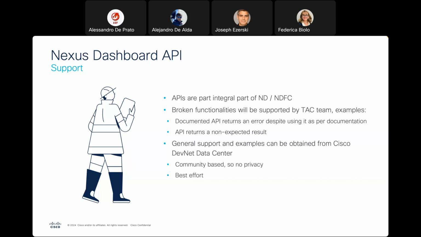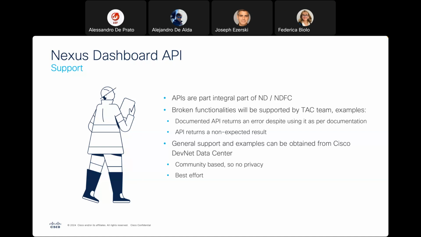But there is also another route that you can have, and this is the Cisco DevNet Data Center community. Here you can post more general questions. For example, hey, I'm trying to use this API call, I don't really understand how I should do it, or I cannot authenticate using an API. Can somebody help me? That is also valid. Remember one thing though, it's community-based. That means that it's best effort, there are no SLAs, and there is also no privacy. So you really need to be careful about what data you are posting. Do not post passwords, do not post sensitive data.